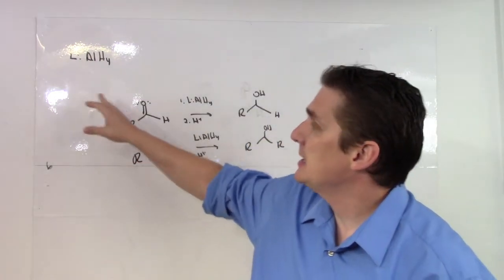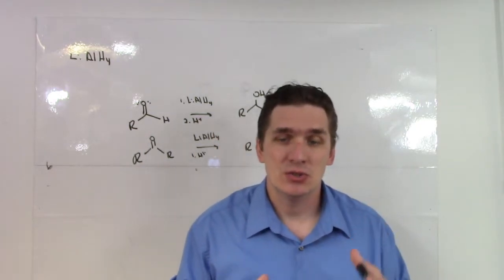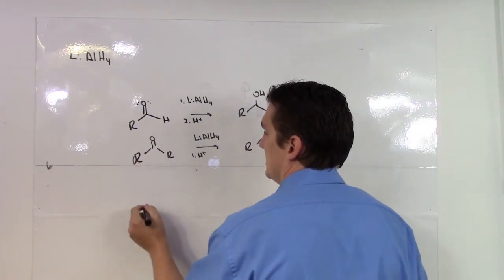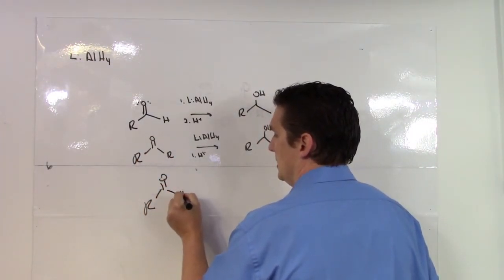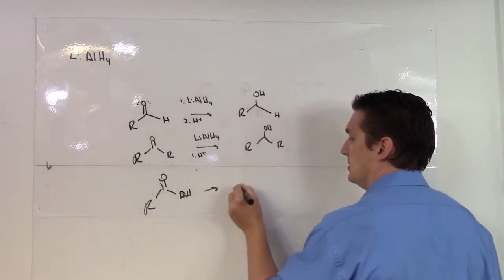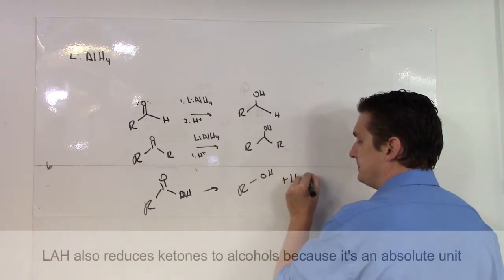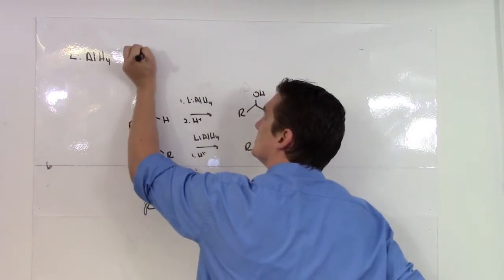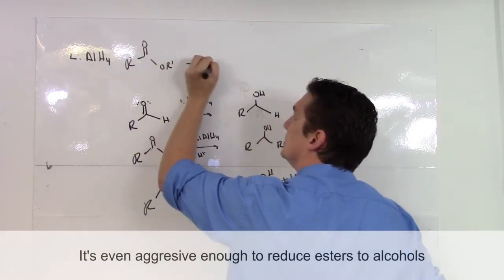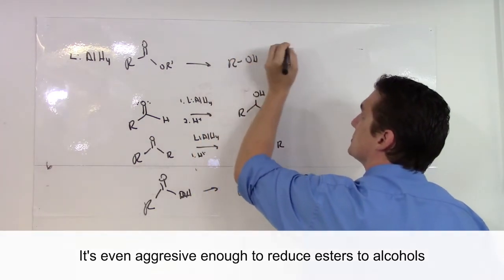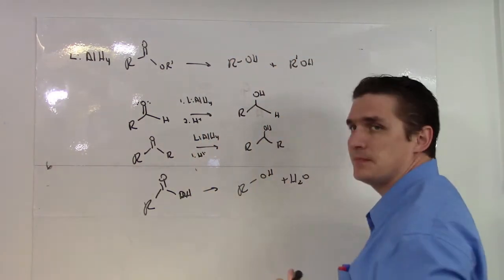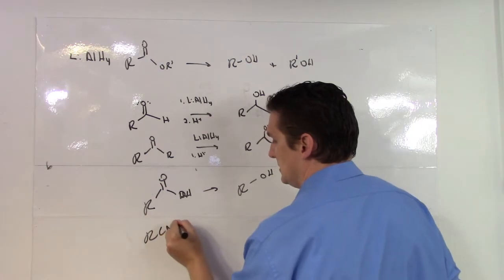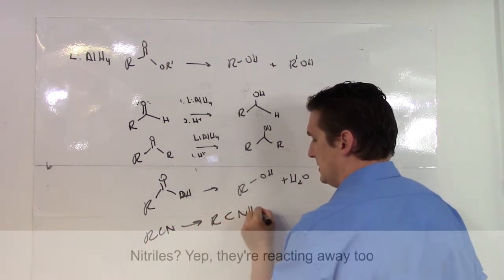Now, the issue with LAH is that it is super aggressive. So not only will it do this reaction with aldehydes and ketones, if we have a carboxylic acid, LAH will also reduce this to an alcohol. If we have an ester, we'll produce two different alcohols. If we have a nitrile group, RCN, this will produce the amine.